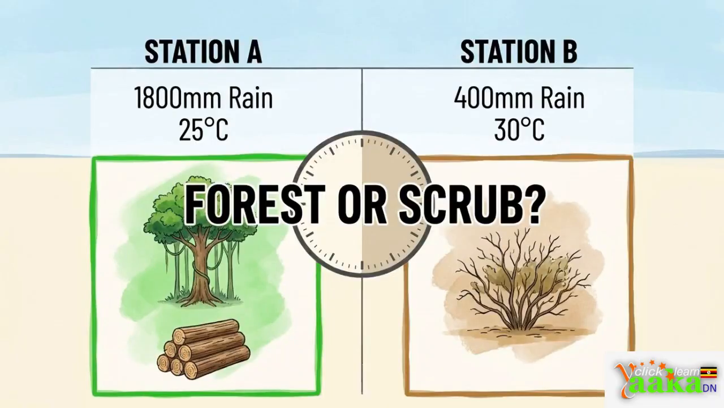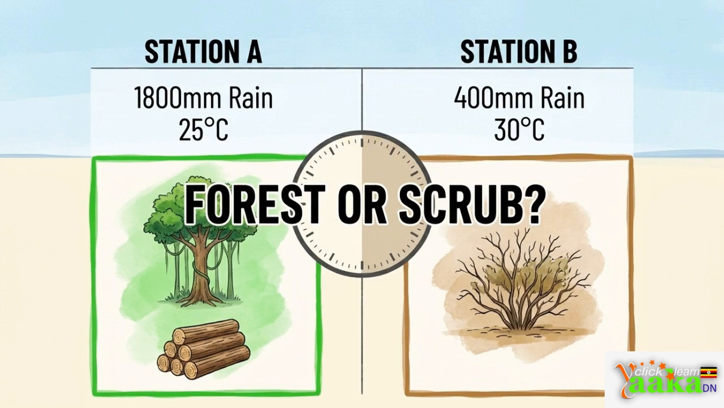Let's test this concept with some raw data. This table shows Station A with 1,800 millimeters of annual rain and an average temperature of 25 degrees Celsius. Station B has only 400 millimeters of rain and 30 degrees. Which station supports a lush forest and which a scrubland?